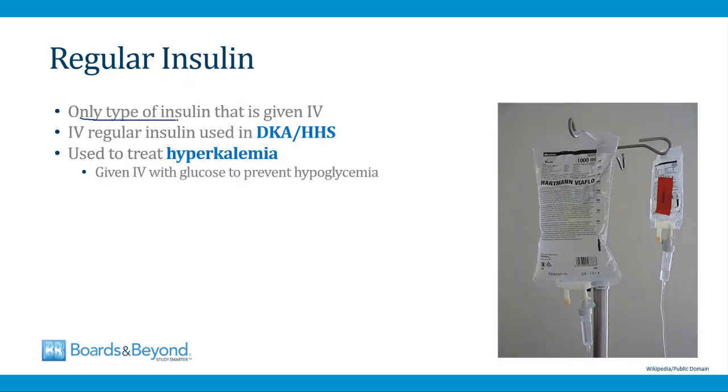Regular insulin is the only type of insulin that can be administered as an intravenous medication. All the other synthetic insulins we'll talk about in this video are only given as subcutaneous drugs. But regular insulin can be administered intravenously, and for that reason it's used in the treatment of diabetic ketoacidosis and HHS, which I talk about in another video. You can also use intravenous insulin to treat life-threatening hyperkalemia. It's given together with glucose to prevent hypoglycemia, and this is useful because the insulin will cause potassium to shift into cells, and this will bring down the plasma potassium concentration.